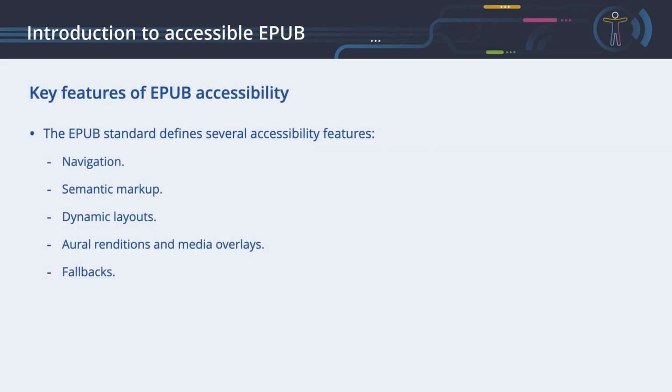Key features of EPUB accessibility. The EPUB standard defines several accessibility features. Navigation. Every EPUB document should support a flexible navigation system. The need to navigate a document is not exclusively an accessibility issue, but complete navigation is key for all users to be able to easily access the contents of a document.